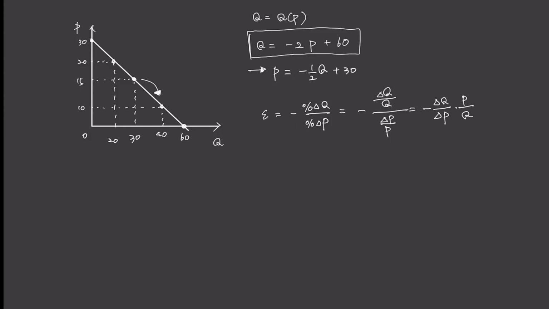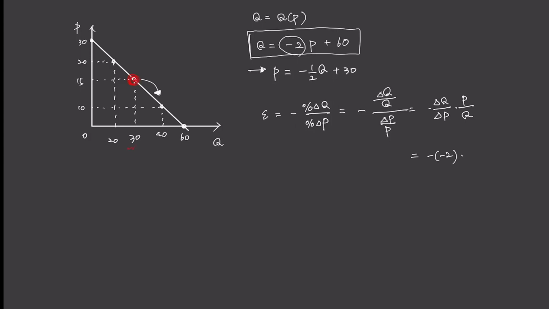So we can rearrange this, and then we know delta P over delta Q is nothing but -2. So right here, we have negative and the -2, right? We can write it down and plug in the values. Let's say we want to measure the elasticity at this point.